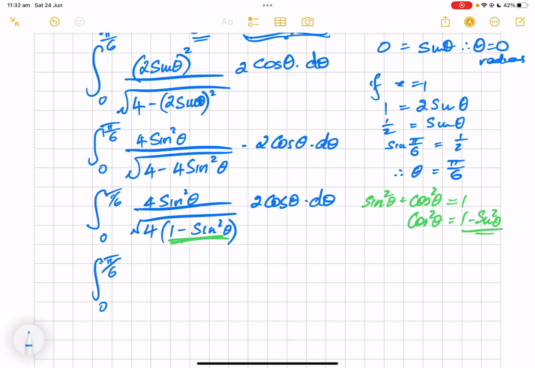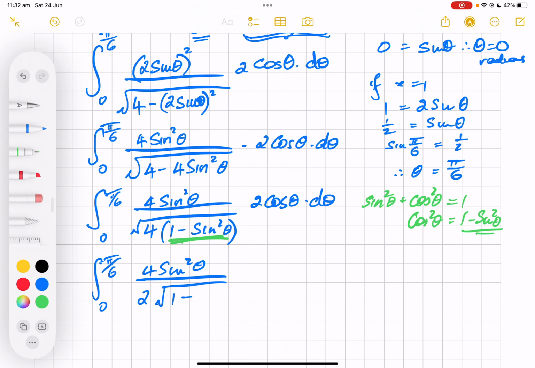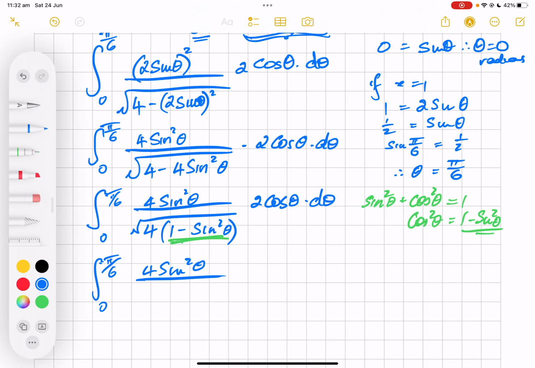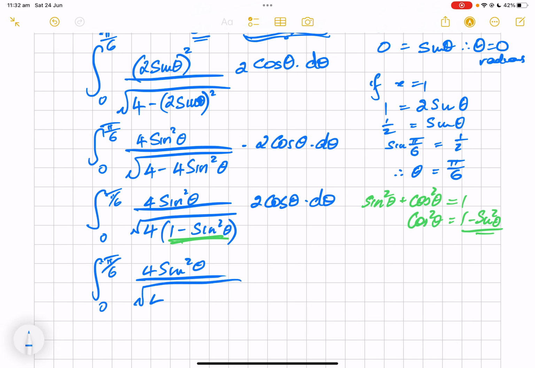0 to pi over 6 on the numerator. We've got the square root of 4, which I'll change to 2. Actually, that's not what I wanted to do. Let's just do what I said I would do. I'm going to replace that with cos squared theta, 2 cos theta d theta.